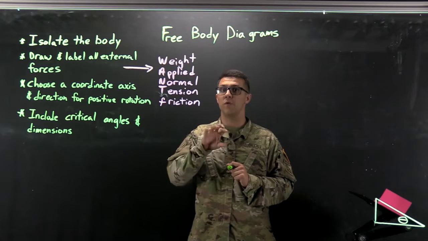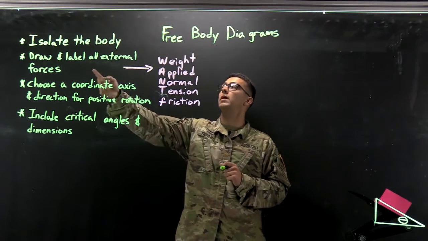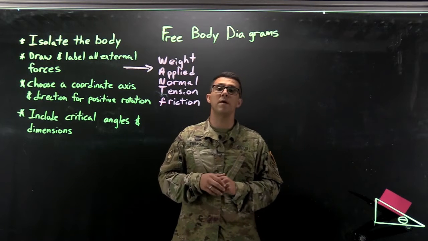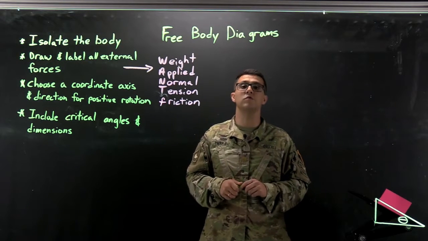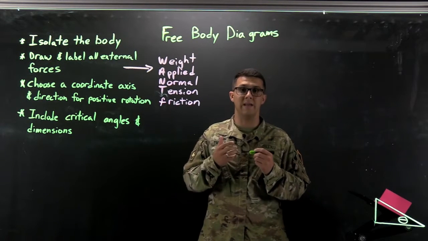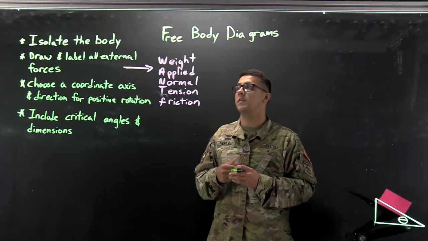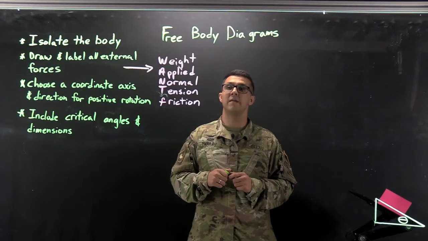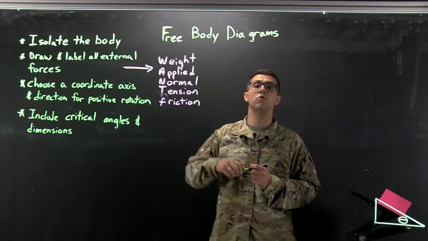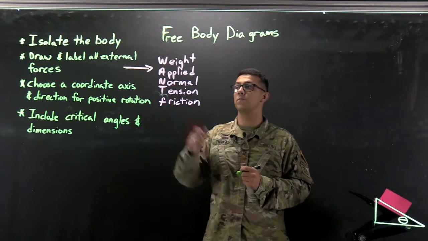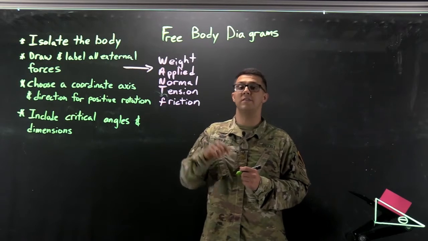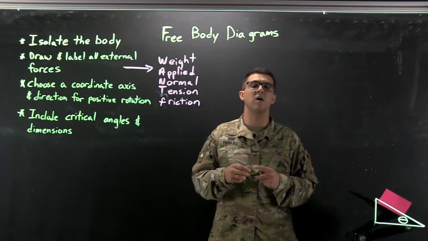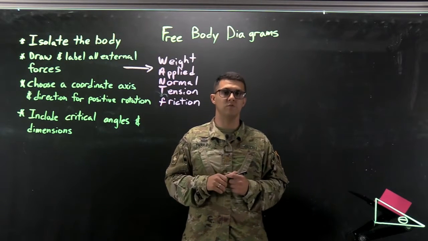Next, from that isolated body, you want to draw and label all external forces. We have a great acronym to help you remember all the potential forces that could be applied to an isolated object. The acronym that we use is WANT-F. What those letters stand for are weight force, applied force, normal force, tension force, and friction force. Those are the forces that we work with when we're applying Newton's second law.